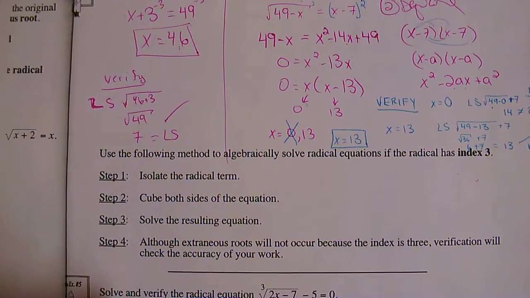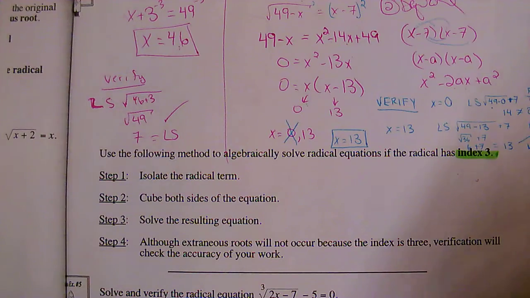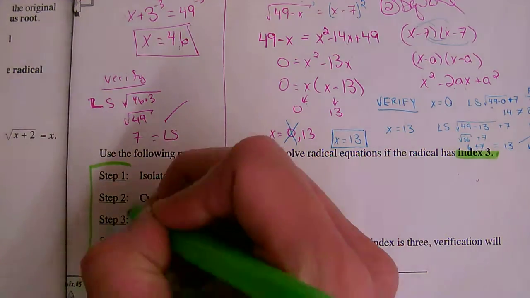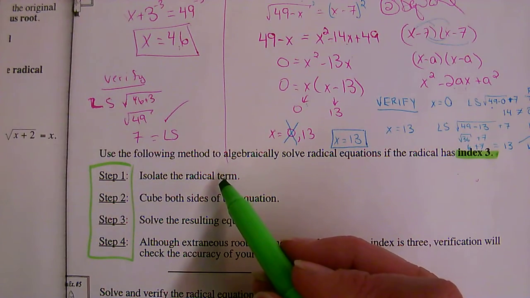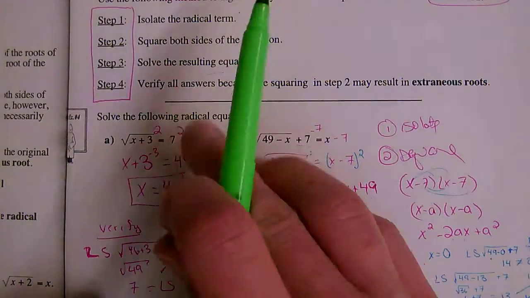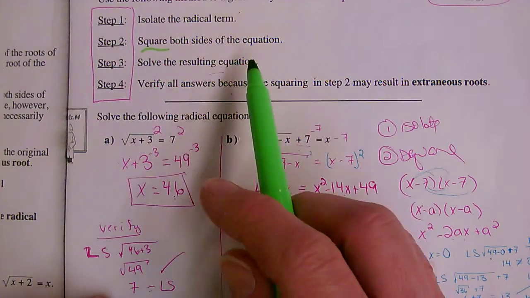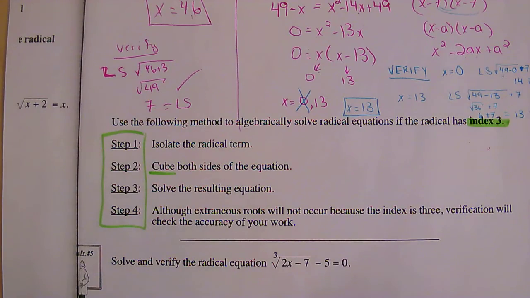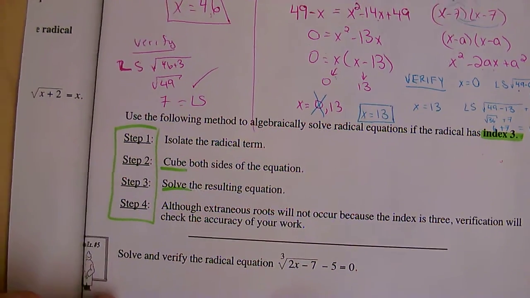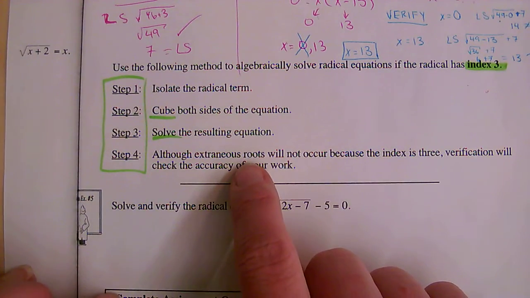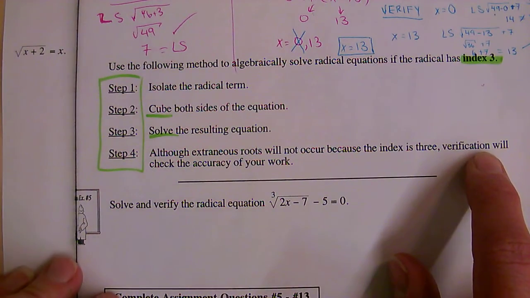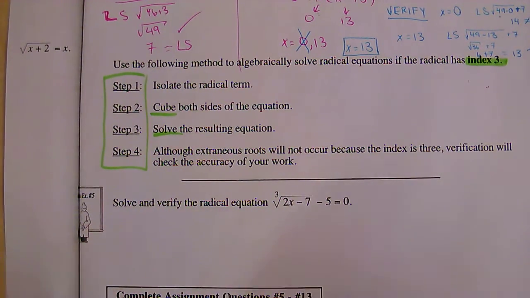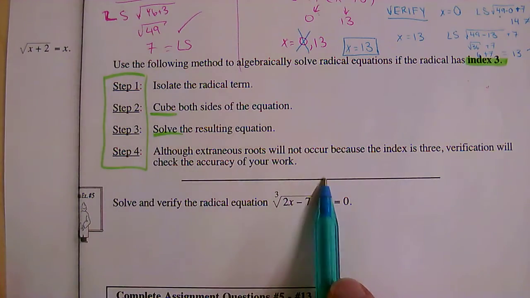Okay. So if it's got index 3, we're going to follow these steps. So you still isolate, but before when you squared both sides, that was for a square root. For a cube root, you've got to cube both sides. Then you do all the same stuff, you solve, etc. So there won't be any extraneous roots, but you would verify just to make sure that you didn't make a little oopsie.